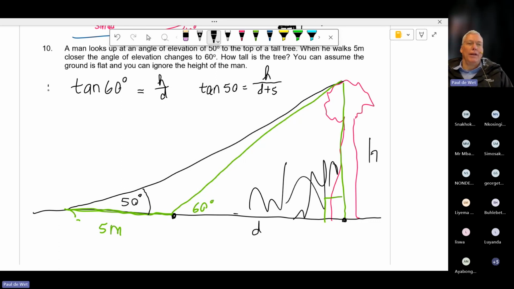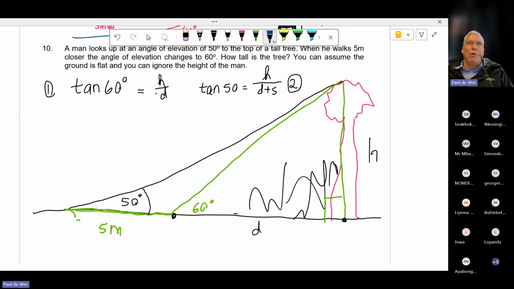Okay, now, here's an equation, but it's got two variables. Here is another equation. It's got two variables. Can anyone tell me what we're going to do to try and solve for these two variables? What do we do in maths when we've got two variables and two equations? Say it loudly. Well done. Simultaneous equations.